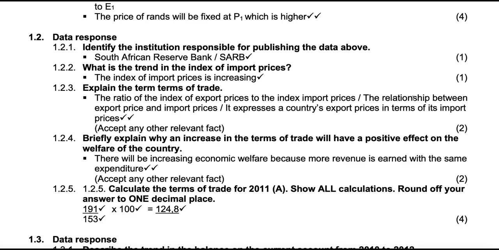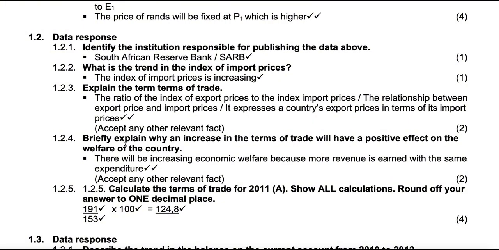Well, this is my favorite. This one here says the relationship between export prices and import prices. Well, you can say that. Or it expresses a country's export prices in terms of its import prices. That one is easy again. Okay, briefly explain why an increase in the terms of trade will have a positive effect on the welfare of the country.